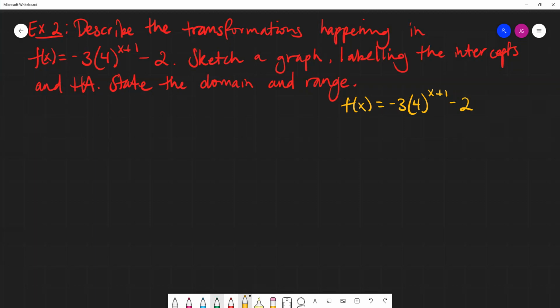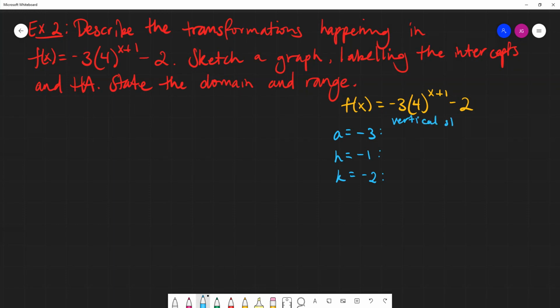So my a is negative 3. My h is negative 1, right? Because it's plus 1, I take the opposite. My k is negative 2. Oh, everything's negative, right? Okay, so there's two things happening with this a, right? Vertical stretch by 3 and then vertical reflection since it's negative.